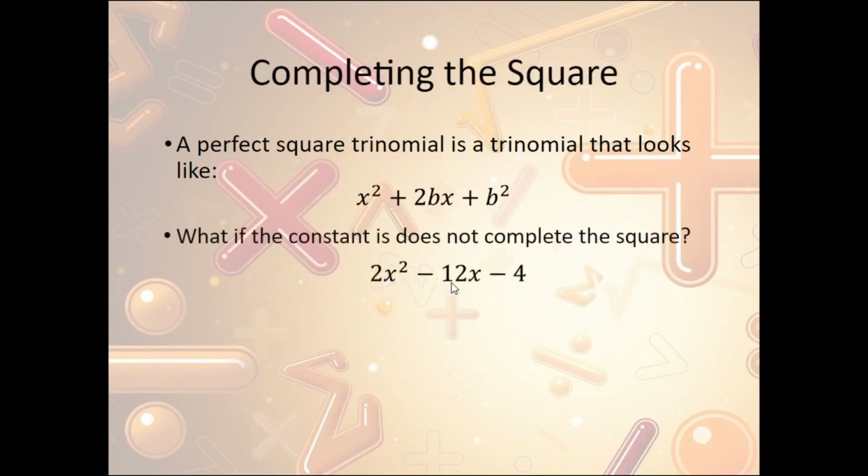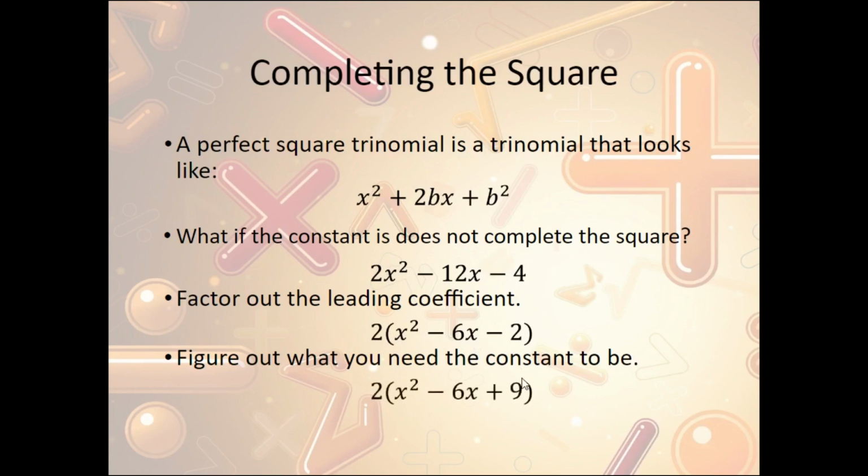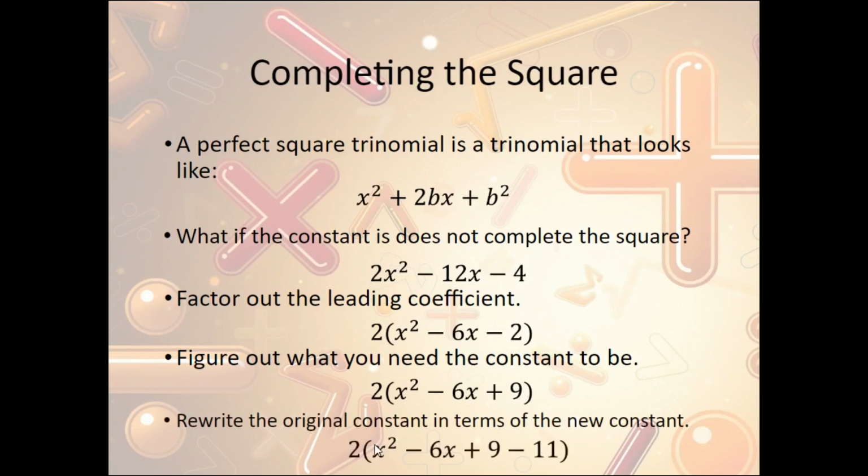We'll look at another example. Now we have 2x squared minus 12x minus 4. So we're going to factor out the lead coefficient because we can't complete the square if there's a number in front. So we're going to divide everything by 2. So now we get 2 times (x squared minus 6x minus 2). Now we go through our steps like we did before. So we take negative 6 and divide it in half. Well, negative 6 divided by 2 is negative 3. We square that and we get 9. So that's what we need it to be. But instead we have negative 2. So we need to rewrite this. How do we get from 9 to negative 2? Well, we subtract 11. So now we have 2 times (x squared minus 6x plus 9 minus 11).